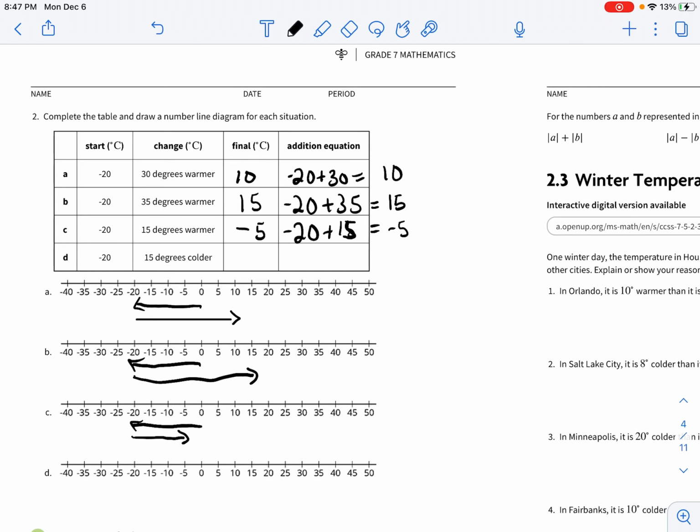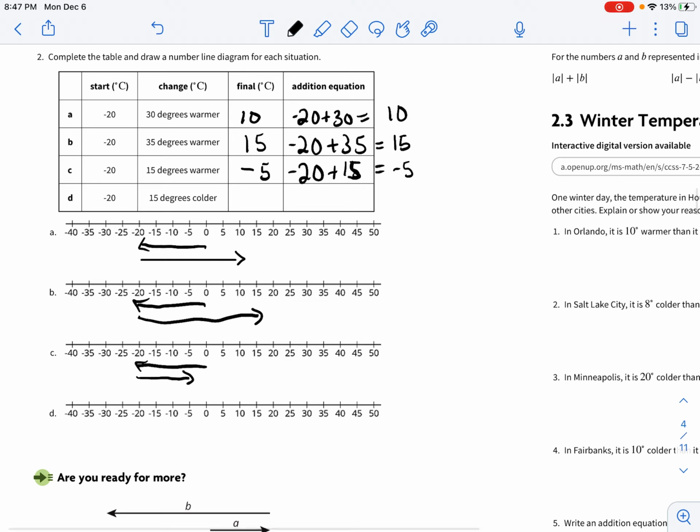Again, the last one, it says 15 degrees colder. So colder, you're moving to the left on the number line. You're at negative 20 now. We're going to continue going left another 15. So from 20, you go 5, 10, 15, and you're at negative 35. This would be negative 20, and you could do plus negative 15, or you could do minus 15. Either would work. That's going to give you a negative 35. And one thing I'd say is if both signs are negative and you're adding them, then your outcome is going to be negative.